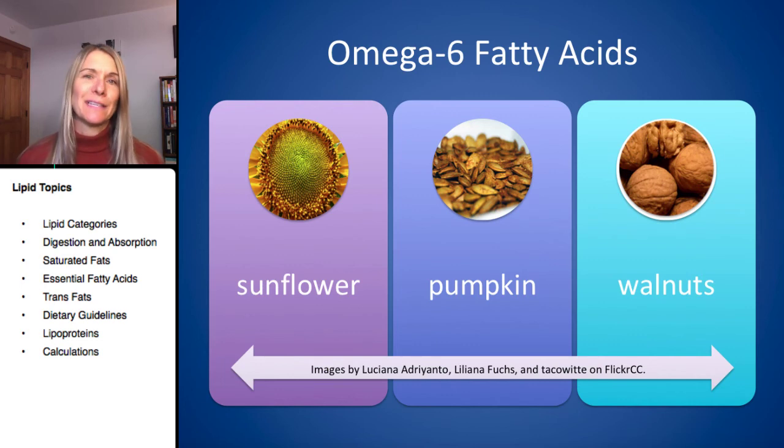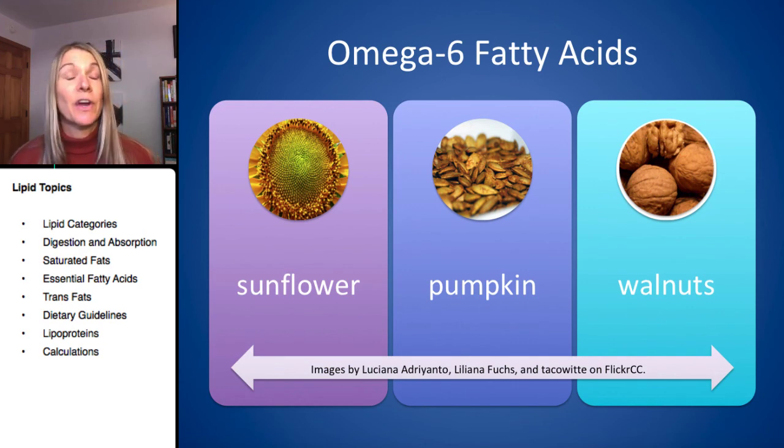So what about omega-6 fatty acids? This is the other essential fatty acid. Omega-6 fatty acids are also important in growth and development. They also lower LDL, they increase HDL, and they help balance blood glucose. Healthy sources of omega-6 fatty acids include various seeds, such as sunflower seeds and pumpkin seeds, and also a variety of nuts, but they're particularly high in walnuts.